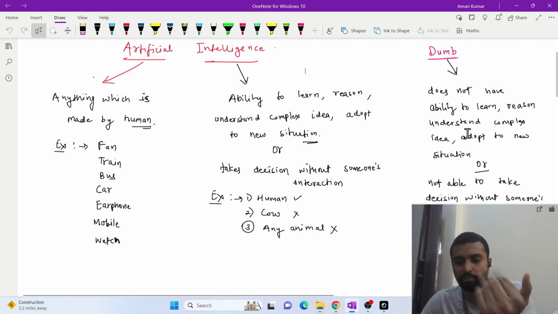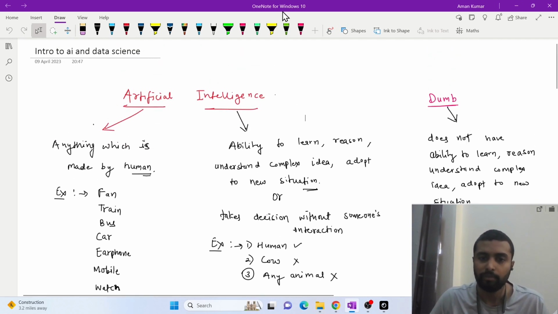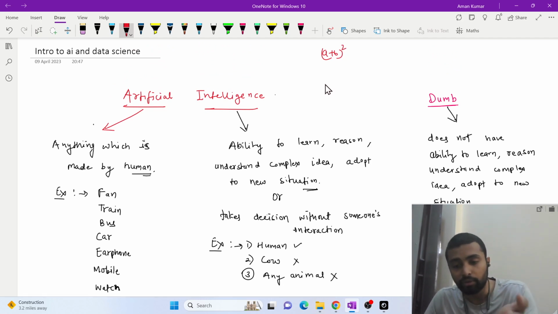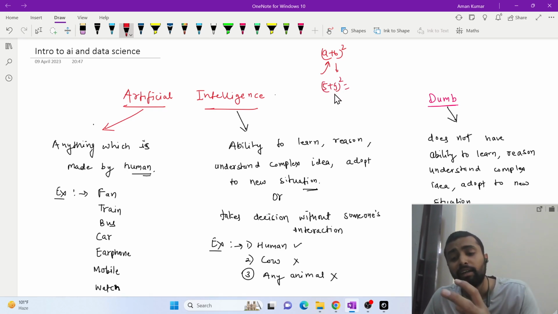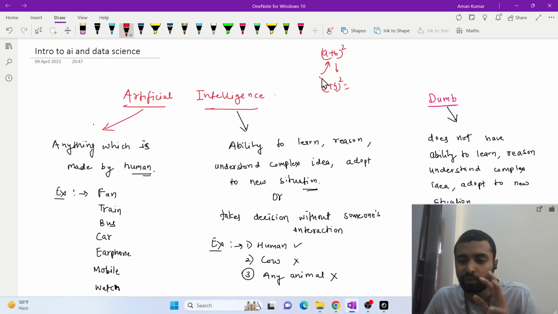Just like we took the example of a plus b square, sorry, the example of ABC. You teach them this concept, and after even giving many examples, he is not able to answer a simple question like 5 plus 9. So we can say that he doesn't have learning ability. He doesn't have the power to learn things, so we can say that he is a totally dumb guy. That is the example of a dumb guy.